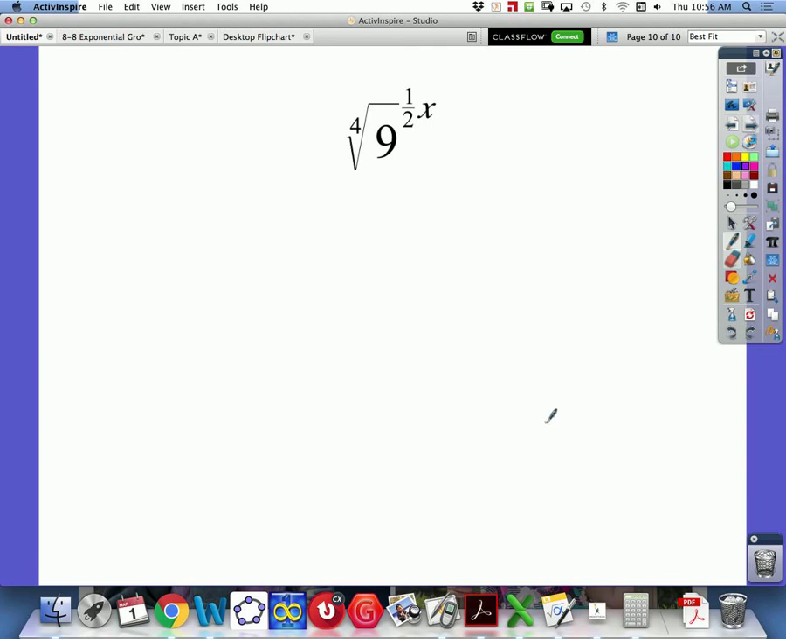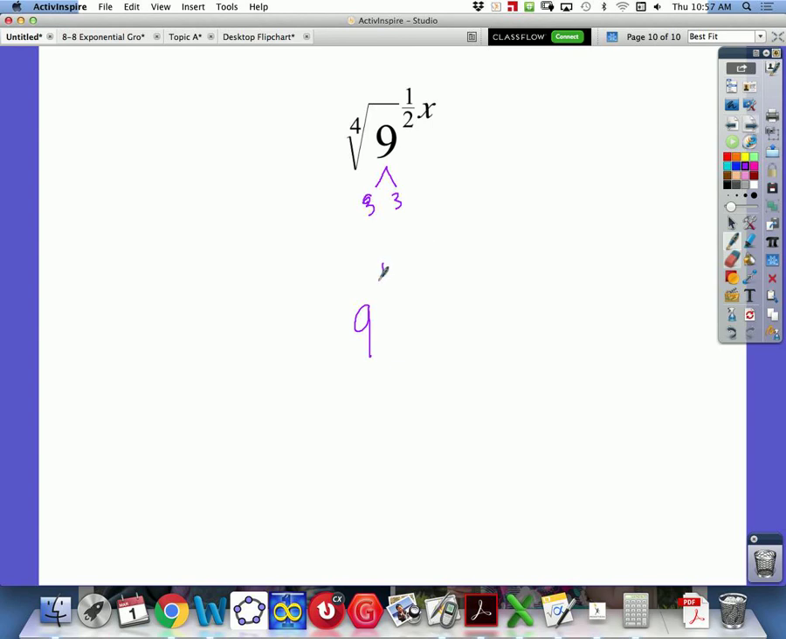And one more problem, kind of like the last one. We're going to see if we can simplify this. We have the 4th root of 9 to the 1/2 x power. If I have 9 there, that's 3 and 3. That doesn't give me a group of 4. So what we're going to do is we're going to go ahead and write this in exponential form. So we're going to take the 9 out and make it big.